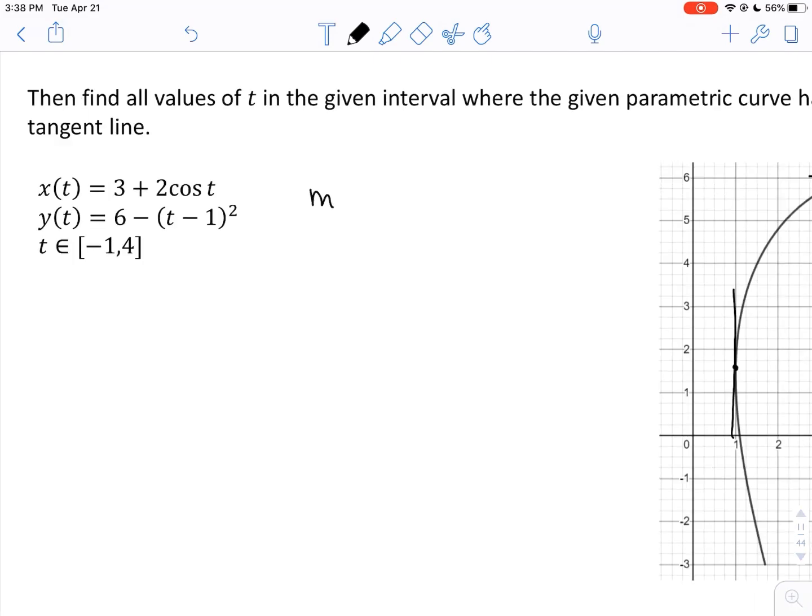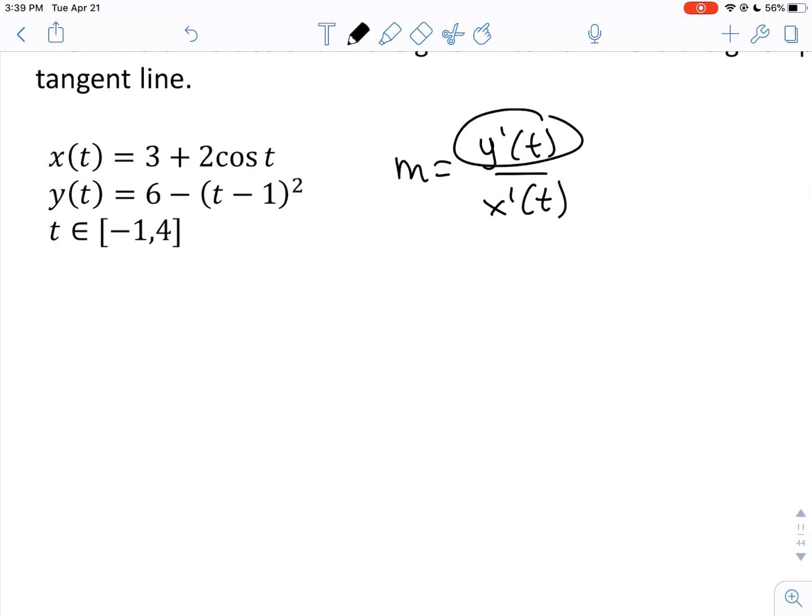Since your slope is equal to y prime over x prime, if you want your slope to be 0, then you want the top to be 0. If you want your slope to be undefined, which is true for vertical lines, you want your denominator to be 0. Let's start with the top one, y prime. It was -2 times t minus 1.